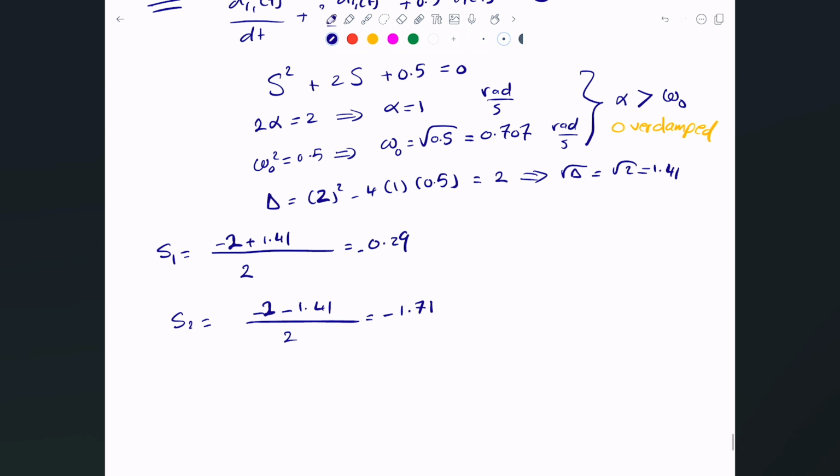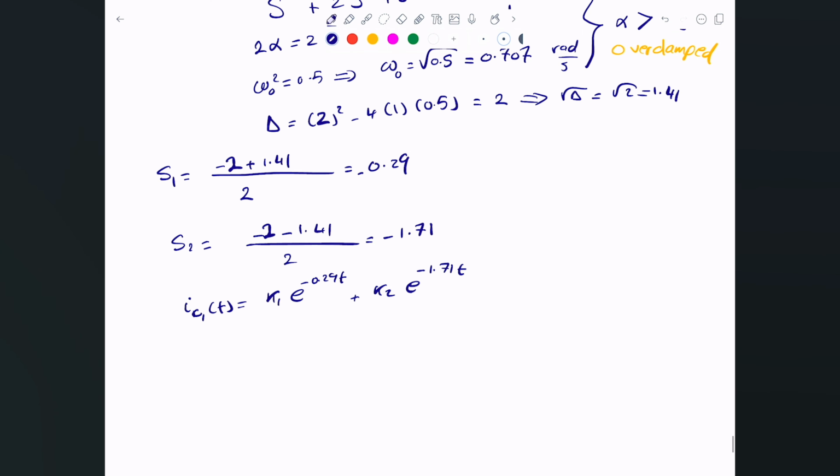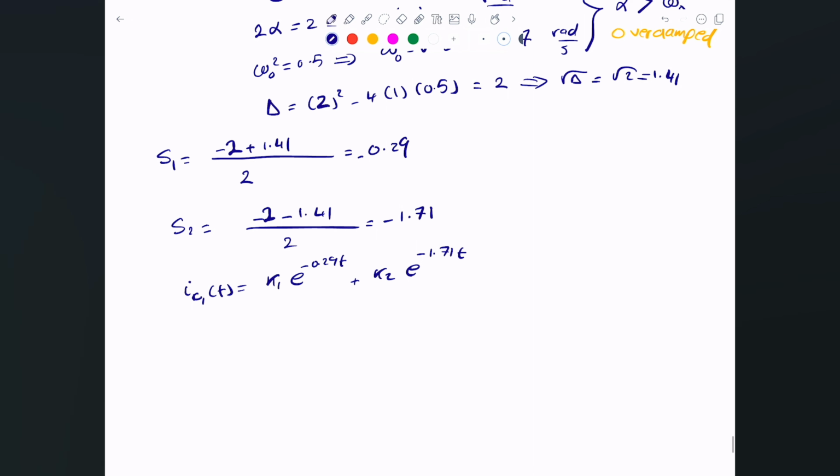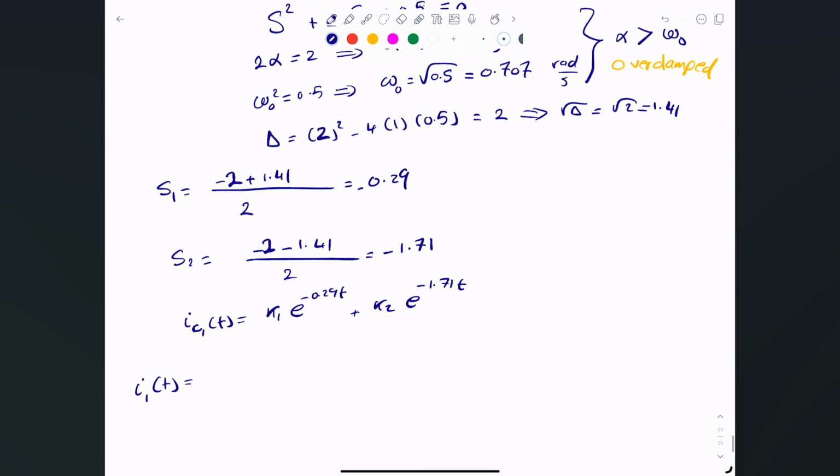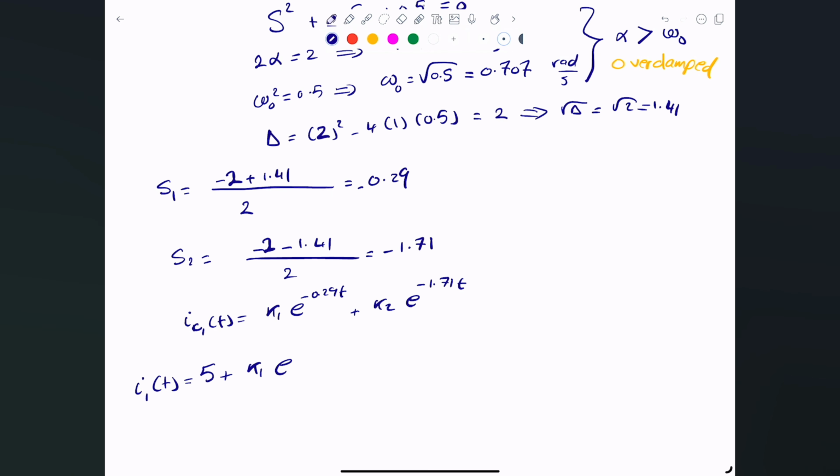All right. So the complementary solution, IC1 of t, is simply k1 e to the negative 0.29 t plus k2 e to the negative 1.71 t. Now we need to find the complete solution. The complete solution, I1 of t, is the particular solution, 5, plus k1 e to the negative 0.29 t plus k2 e to the negative 1.71 t.